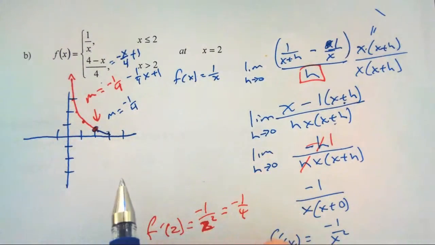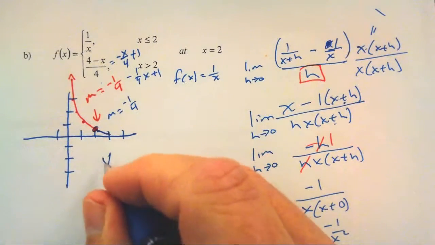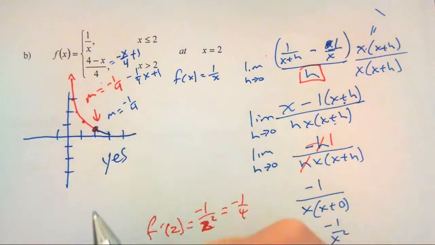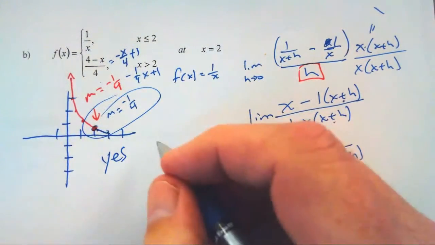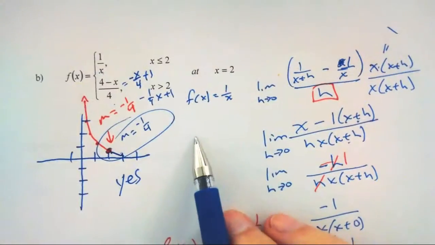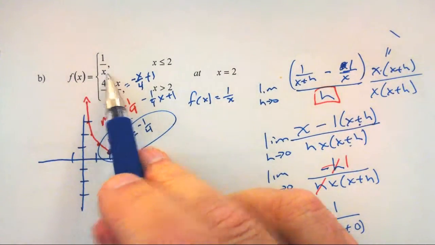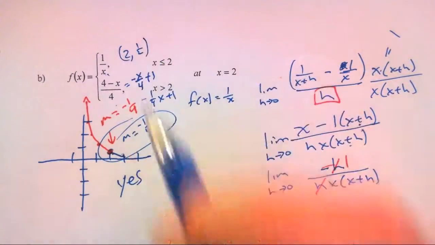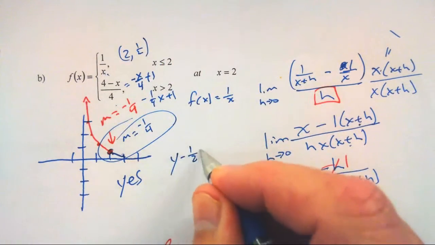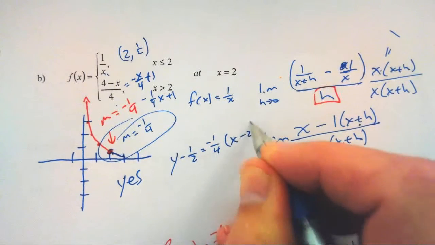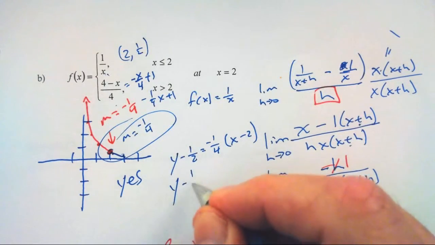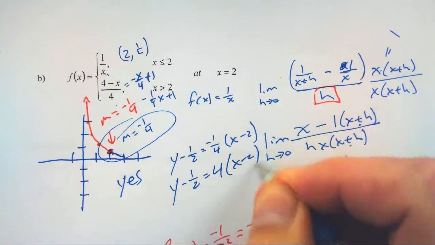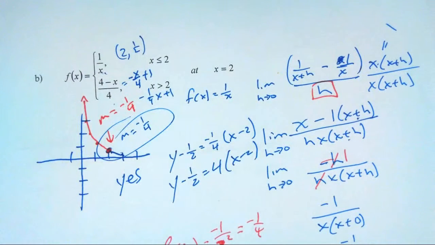Therefore, what are we supposed to do? Determine if it has a tangent. Yes, it does, because the slopes match. If it does, give its slope, got it. If I wanted the equation of the tangent line, I'd put in 2 here, and I'd get 1/2 out. 2, 1/2 is on there, and I'd say it's y minus 1/2 equals negative 1/4 times x minus 2. And if I wanted the normal line, I'd say it's y minus 1/2 equals positive 4 times x minus 2. Is that okay? All right.